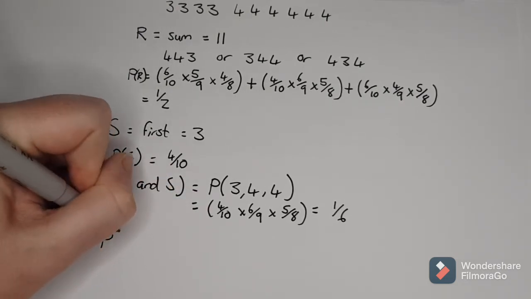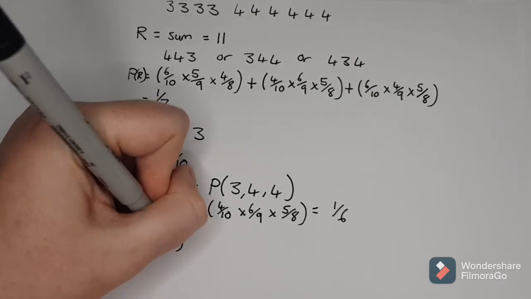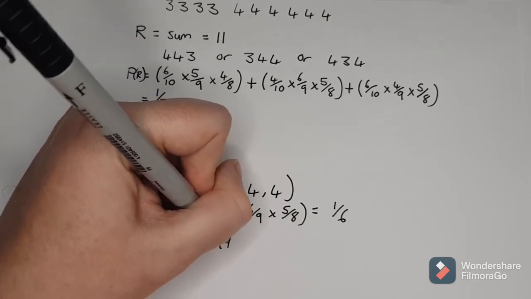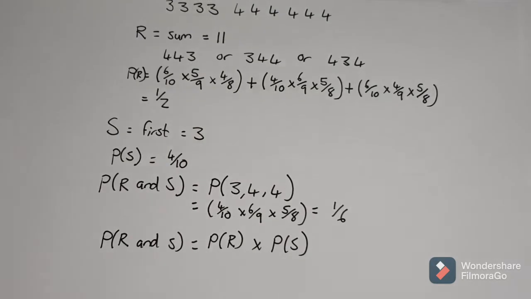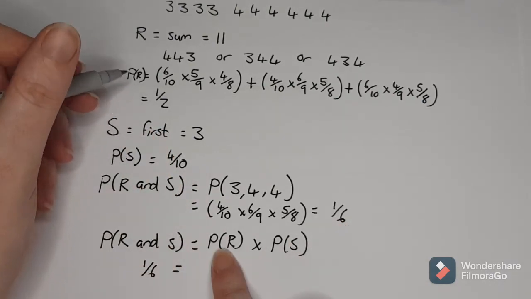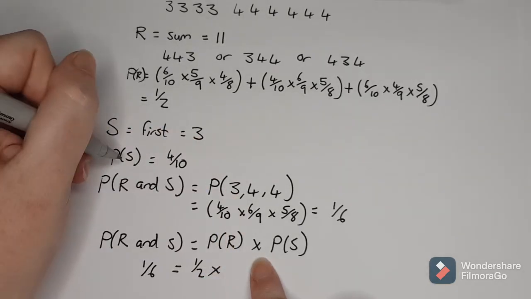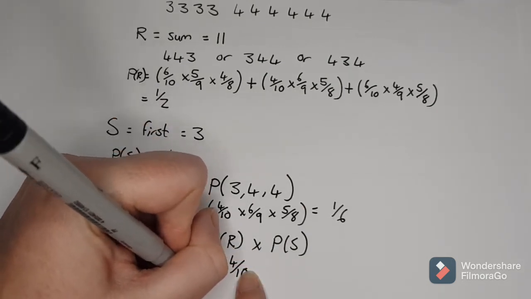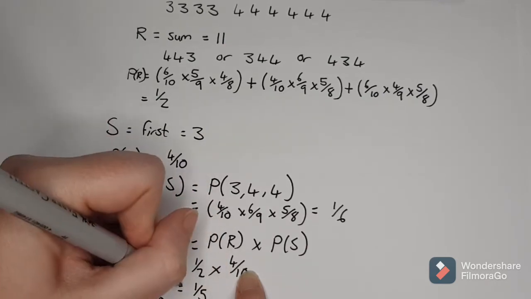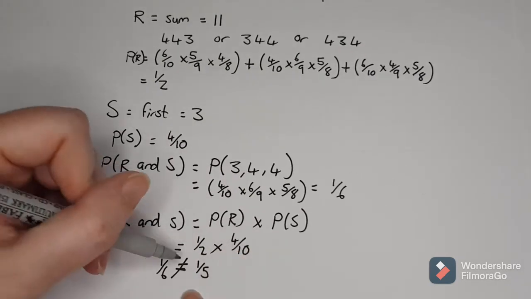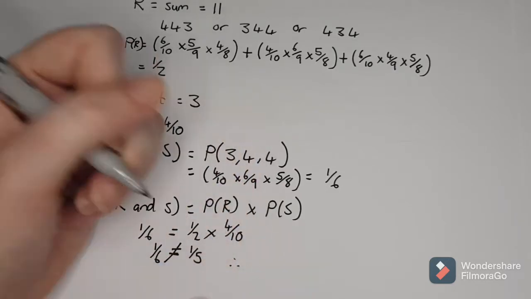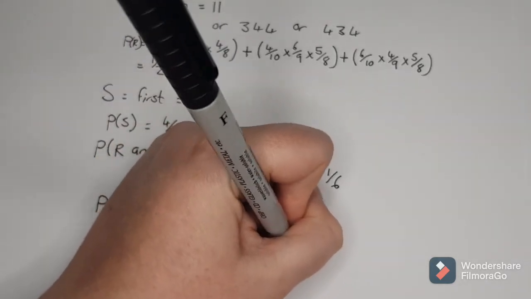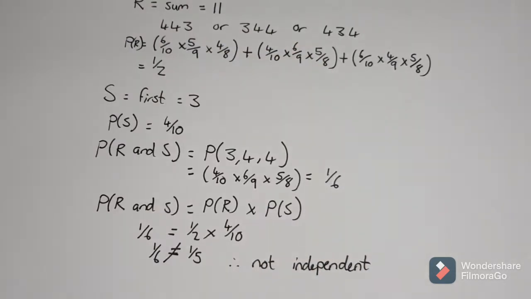So now I look at my equation. I say the probability of R and S equals the probability of R times the probability of S. So R and S together is 1 over 6. R by itself is 1 over 2 times S by itself is 4 over 10. And 1 over 2 times 4 over 10 equals 1 over 5. So 1 over 5 does not equal 1 over 6. So we put a line through our equal sign, and we say, therefore, these events are not independent because they do not equal. And that's how we then work out to show our sums.